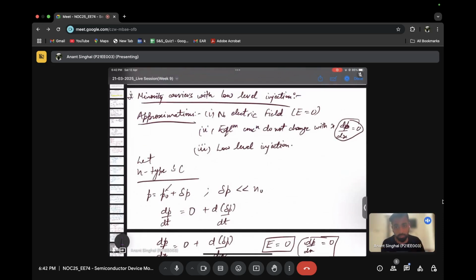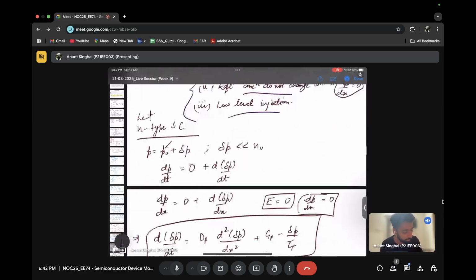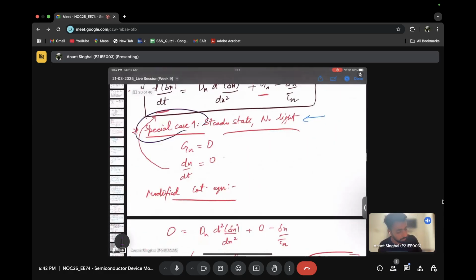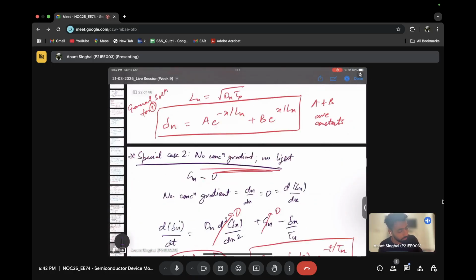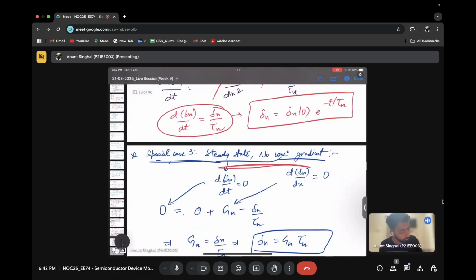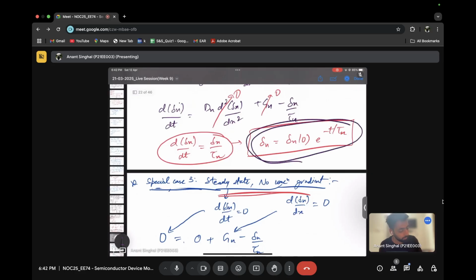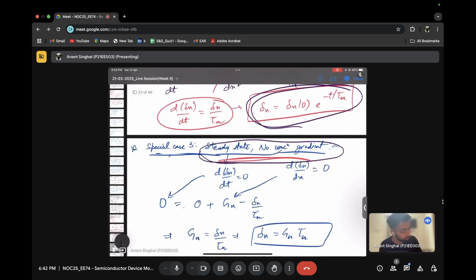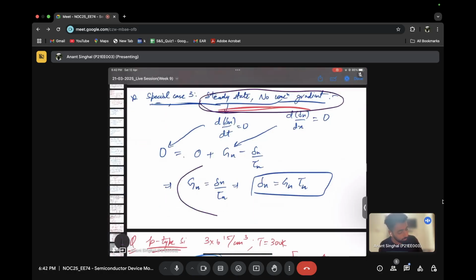Now I'd say that for each and every semiconductor we have three approximations: there is no electric field, equilibrium concentration does not change, and low level injection. But we did cover three special cases. One was the steady state and no light, using which we have this relation. Then we covered no concentration gradient, no light, using which this is the relation that we have. Then we covered steady state and no concentration gradient, using which we have straight away this relation.